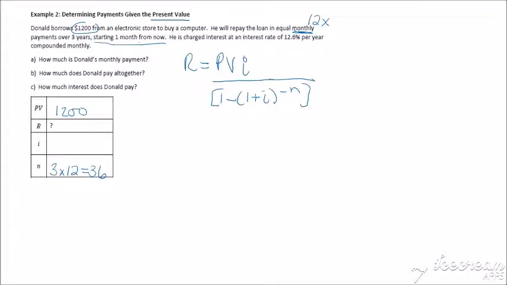He's charged interest at a rate of 12.6%, so that's very high, and that's compounded monthly. So when we actually divide those out, every single month the rate is 0.0105.